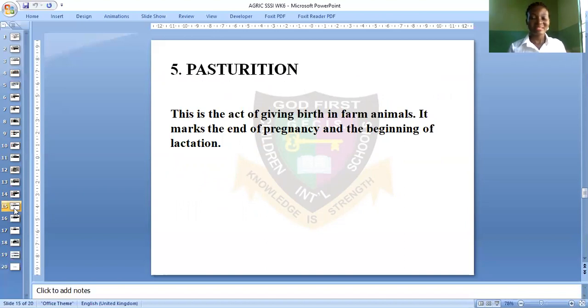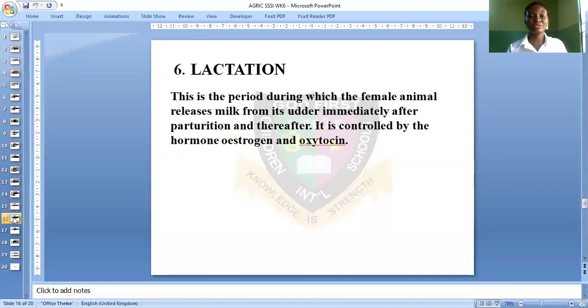Parturition. It is the act of giving birth in farm animals. Just as delivery is the act of giving birth in human beings, parturition is the act of giving birth in farm animals. When the farm animals give birth, that is the end of pregnancy and the beginning of lactation, which is breastfeeding. Now, let's see the next, lactation.